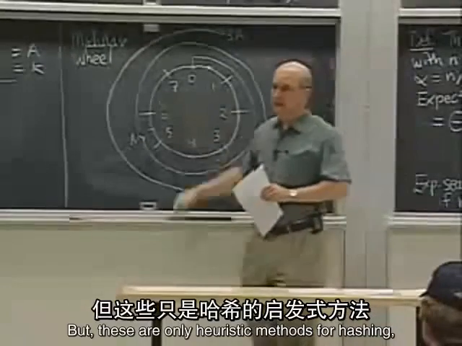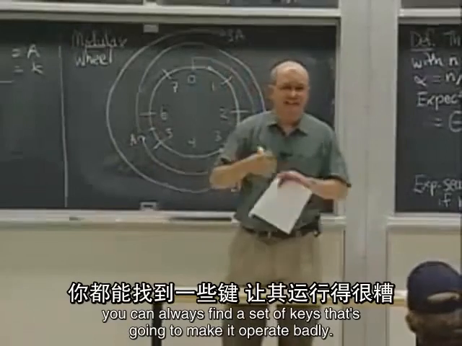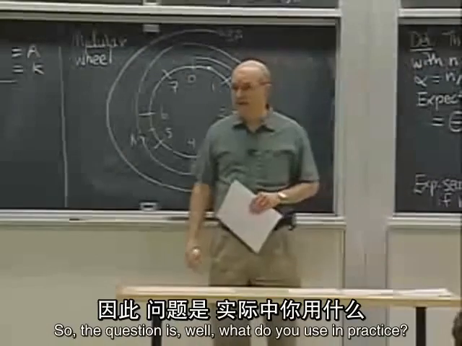But these are only heuristic methods for hashing, because for any hash function, you can always find a set of keys that's going to make it operate badly. So the question is, what do you use in practice?